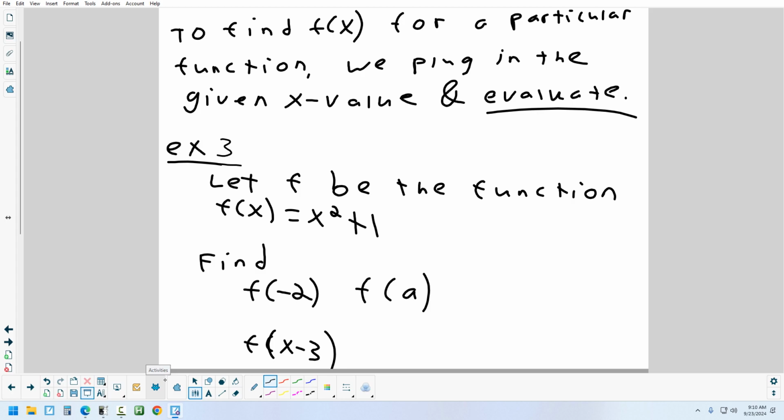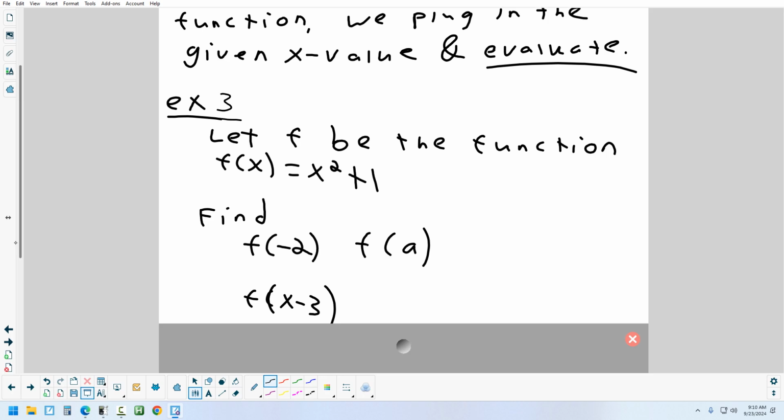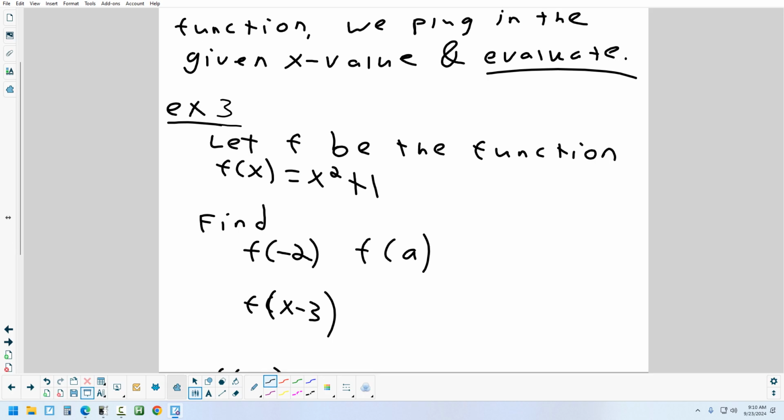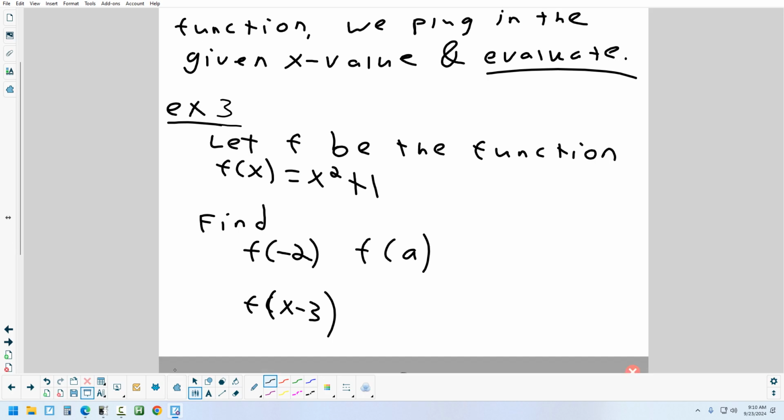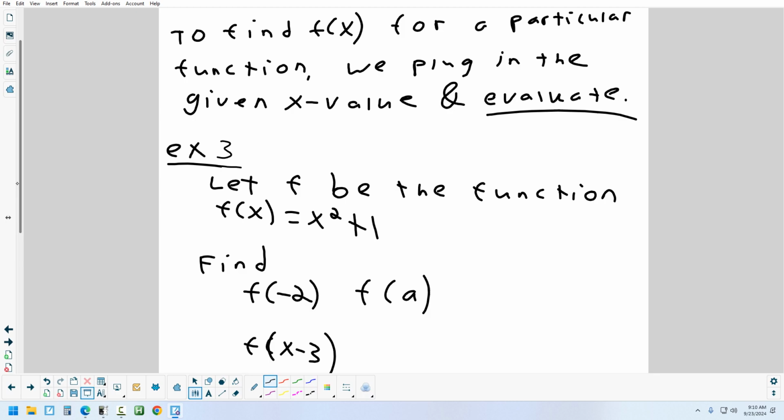Generally, when you plug in a number, the answer that you get will be a number. When you plug in a letter, the answer that you get will have a letter. Does everyone have that top part to find f of x?